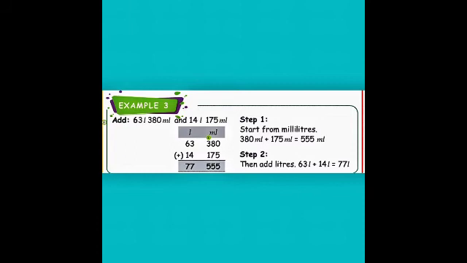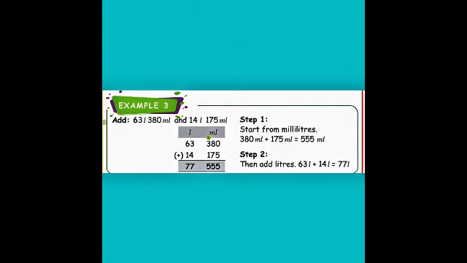Now add. First we start with the normal addition, from right to left. 0 plus 5 is 5. 8 plus 7 is 15, carry over 1. 3 plus 1 is 4. 4 plus 1 is 5. Next we will add the liter column. In the liter column we have 63 and 14. So 3 plus 4 is 7. 6 plus 1 is 7. Therefore we have 77 liter 555 milliliter. Yes, my dears, did you all understand now?